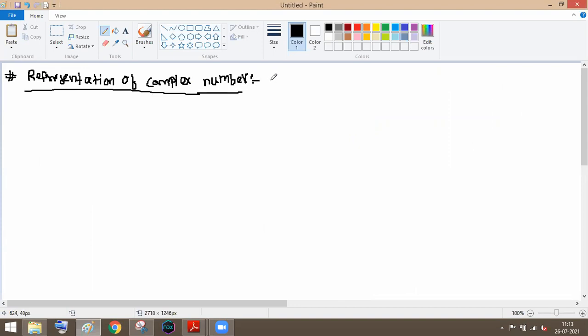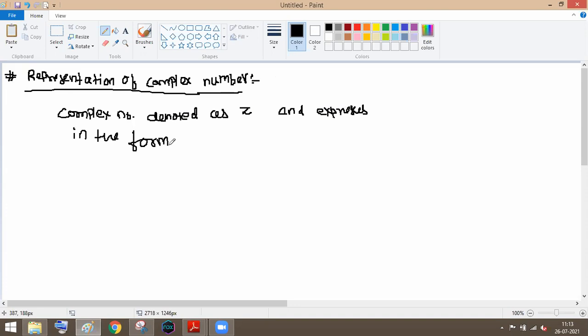Basically, the complex number is denoted by the letter Z, or it can also be represented with U, V, W with the capital letter. But most of the time you will see it denoted by the letter Z. So basically, a complex number is denoted as Z and expressed in the form of a plus iota b. A plus iota b.